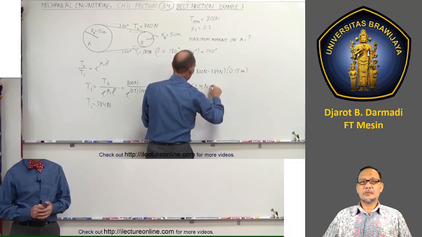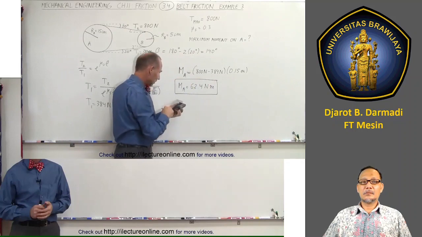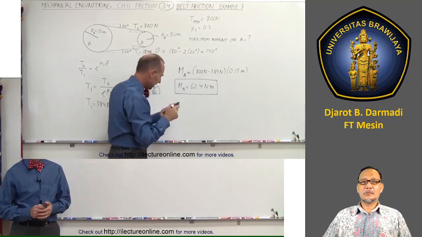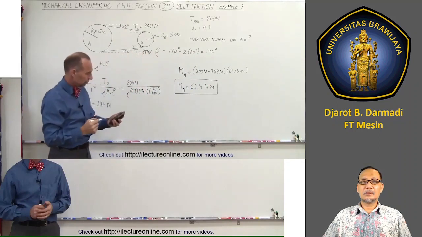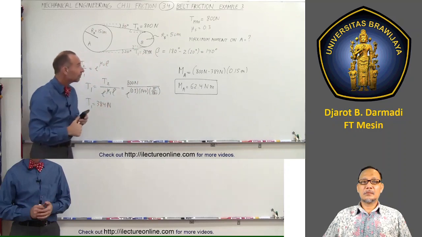62.4 newton meters. Quick check: 800 minus 384 times 0.15 equals, yes, 62.4 newton meters.